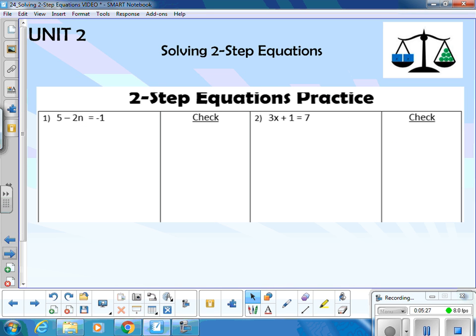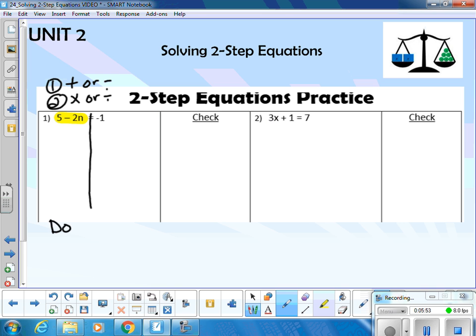Okay, if we look down, now we're going to do some solving examples. I'm always just going to divide the equation in half, so I've got a left side and a right side. I'm going to start on the side with the variable. Remember, I want to do addition or subtraction first before I multiply or divide. So first I want you to think what's being done, and then what we are going to do to undo it.